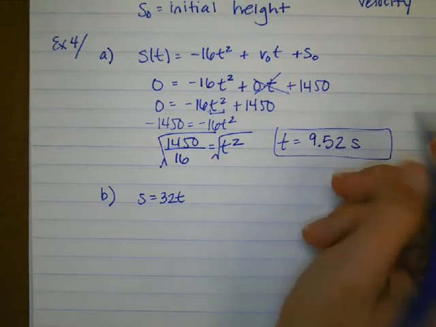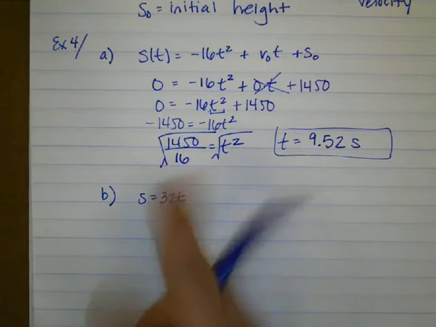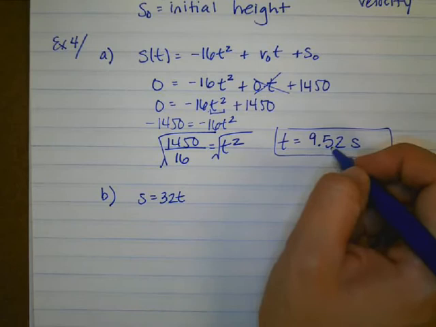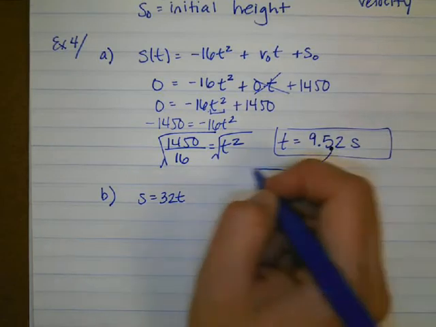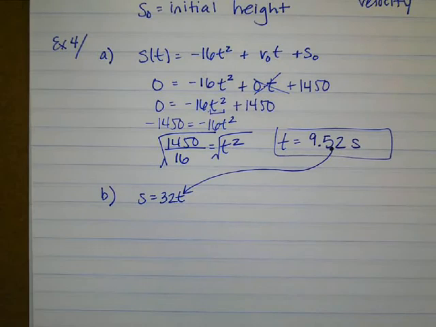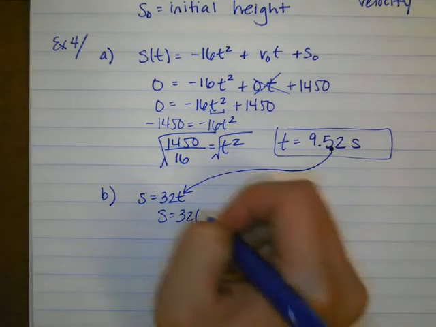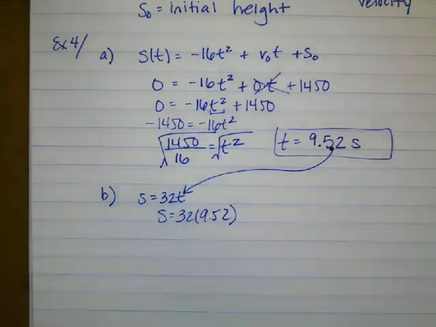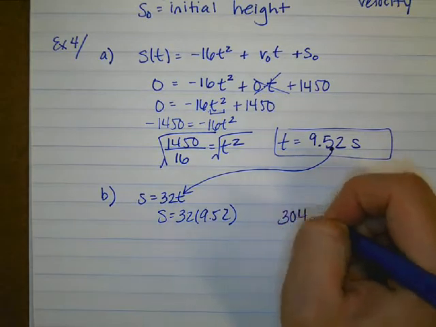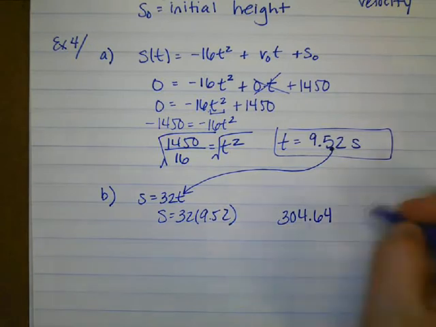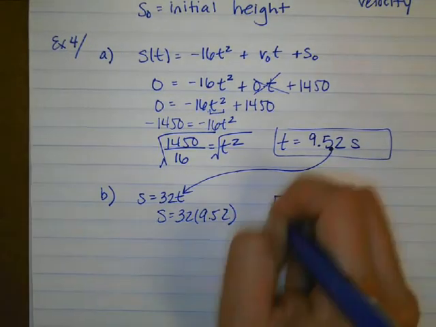Alright, so in this new formula they give us, if I want to see how fast it's going when it hits the ground, that's how long it takes. Right, Jake? Yeah. Okay, so I just plug that in for t. And then that's going to give me the speed that it's going. Yep. 32 times 9.52, and we get 304.64. Now what are the units on that if that's a velocity? Feet per second. Yep. And that was it.